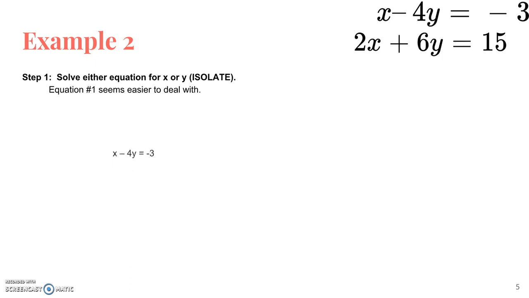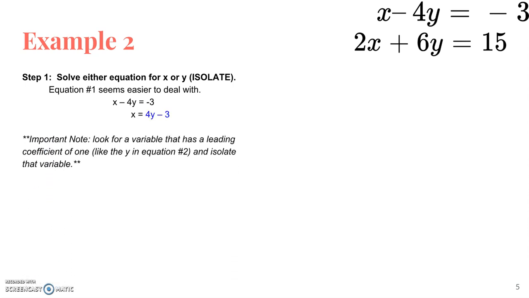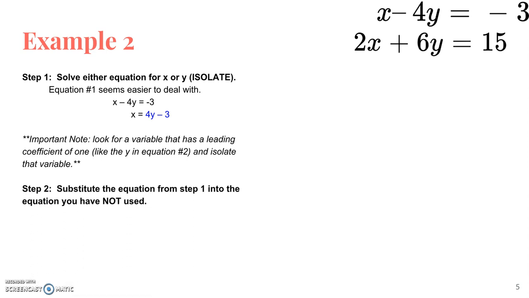So the first equation is x minus 4y equals negative 3. I'm going to add 4y to both sides to give me x equals 4y minus 3. And again, that important note, try and look for a variable with a leading coefficient of 1. For step 2, you want to substitute that equation from step 1 into the equation you have not used.